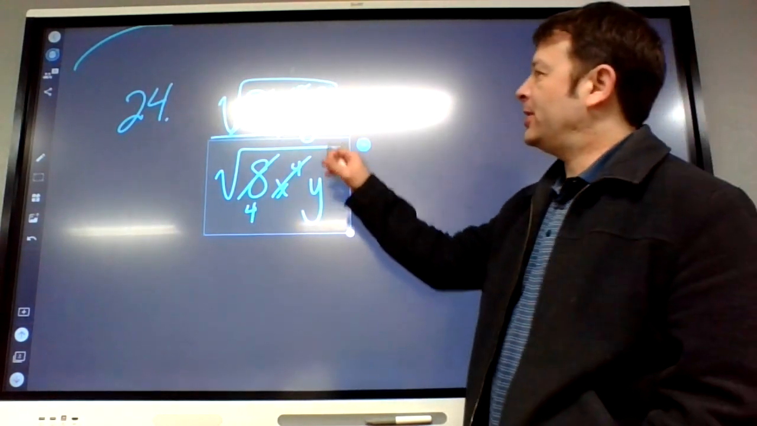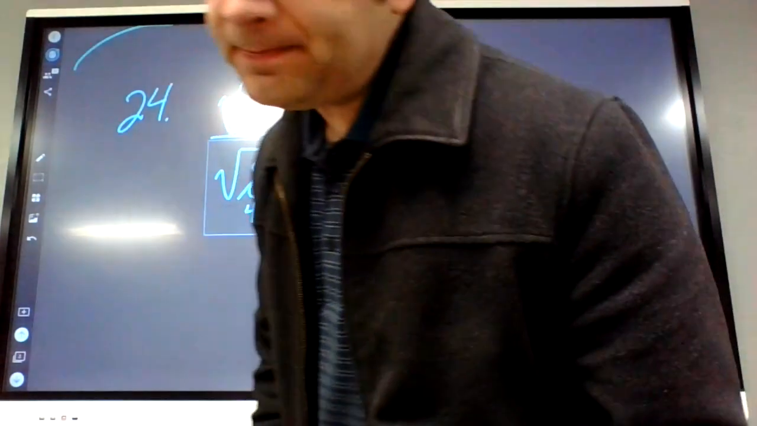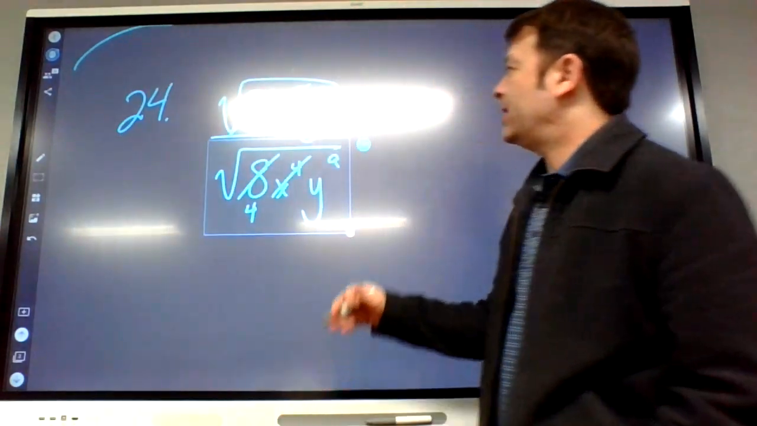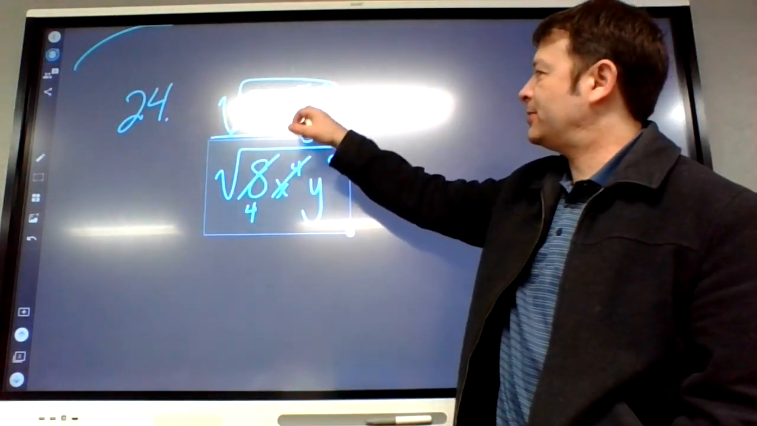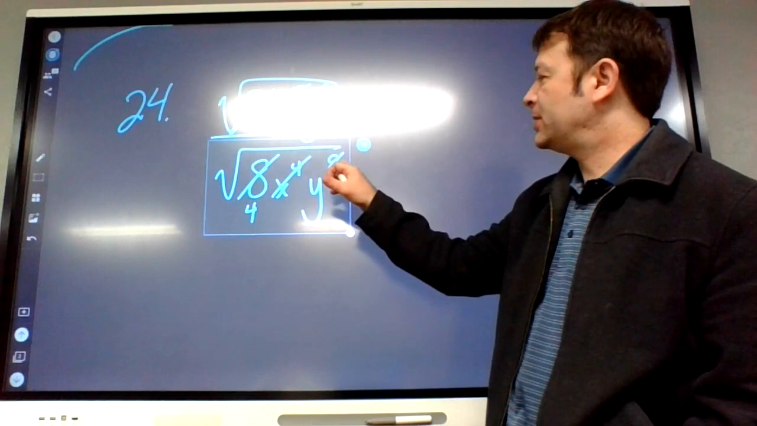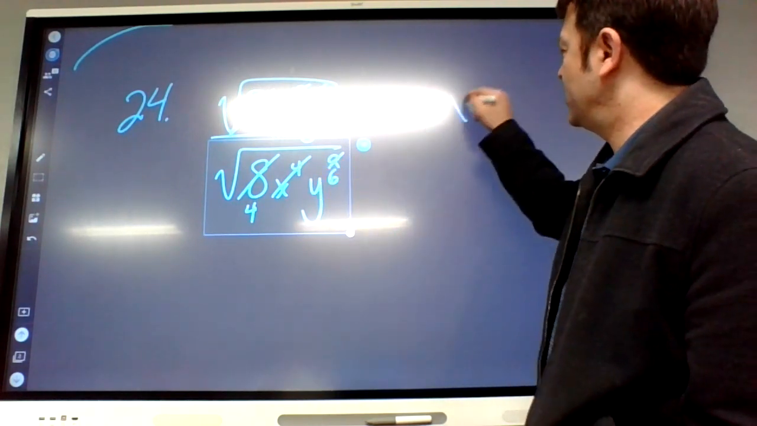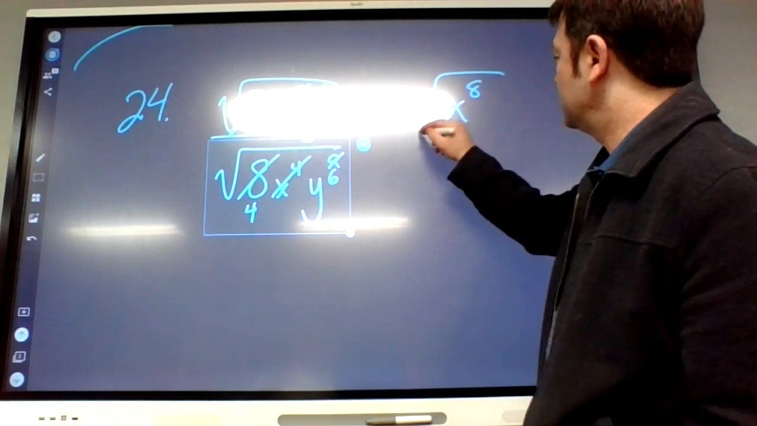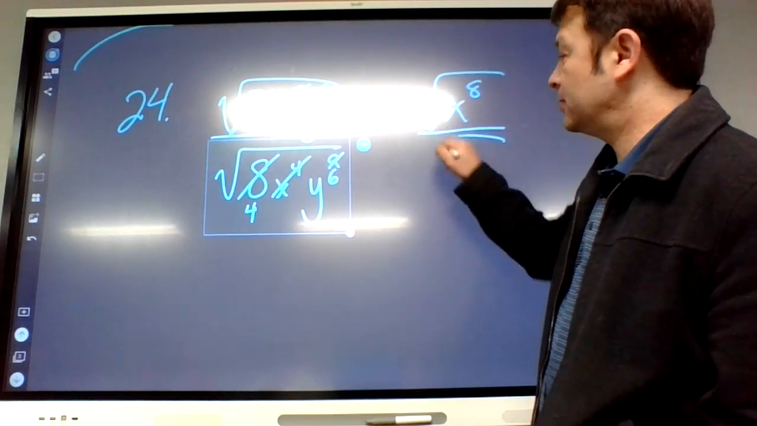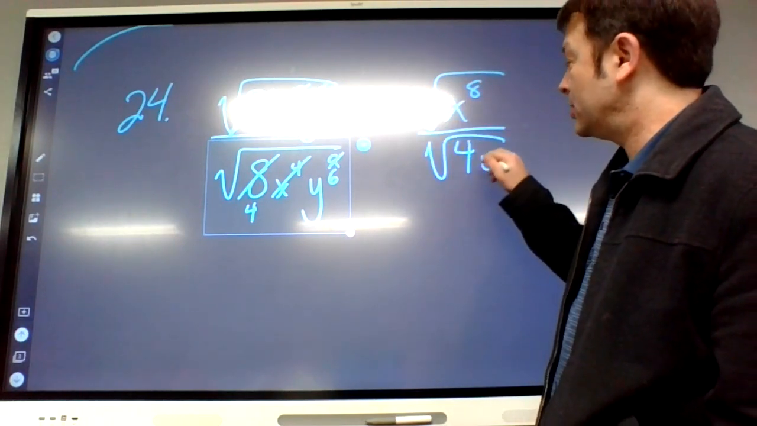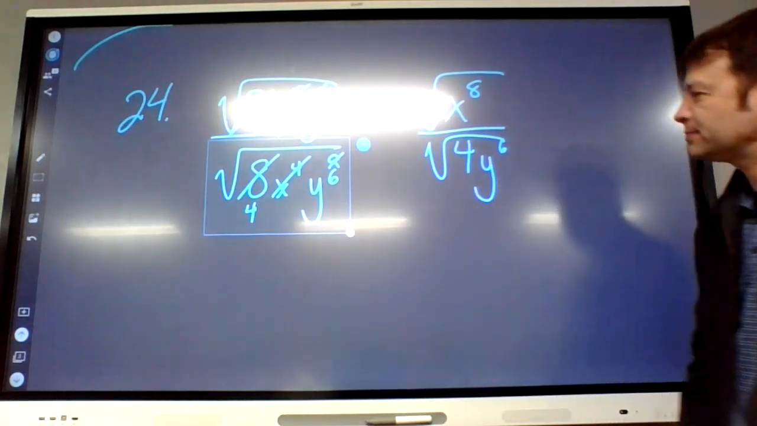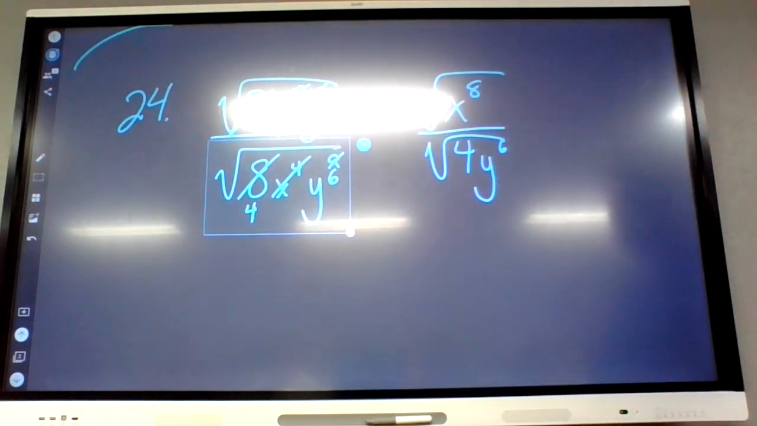And then on the y's. Did I copy that right? Make sure. Yep. Okay, 3 y's would cancel out, but that would leave 6 on the bottom. So what we got right now so far, x to the 8th over square root of 4y to the 6th. You could cancel that. Cancel what? The square roots. No, the square roots don't cancel out.